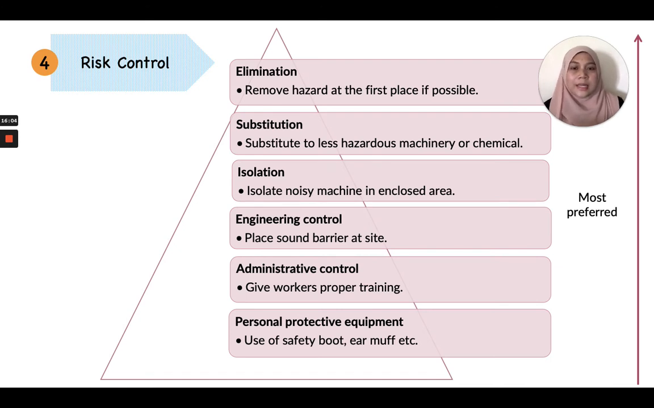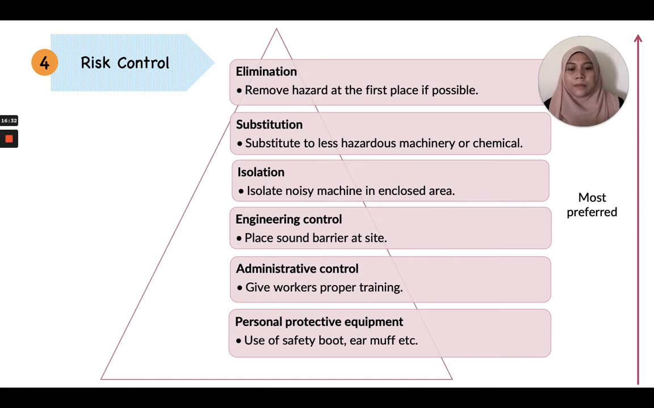Number 3 is isolation, meaning you put the source of hazard into an isolated area. For example, a noisy machine, you can put in an enclosed area to reduce the exposure, and only a few persons who operate the machine will be exposed. And number 4 is engineering control. Engineering control is like placing a sound barrier at site, which normally is put together with the machine.